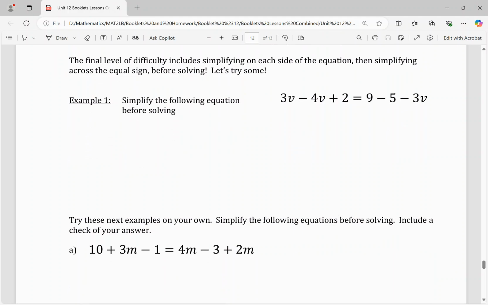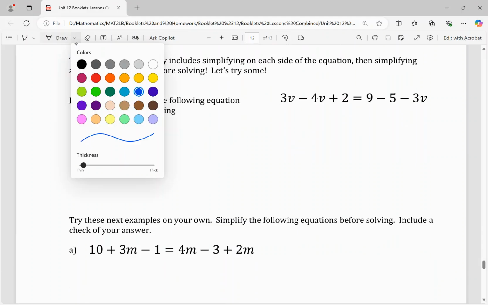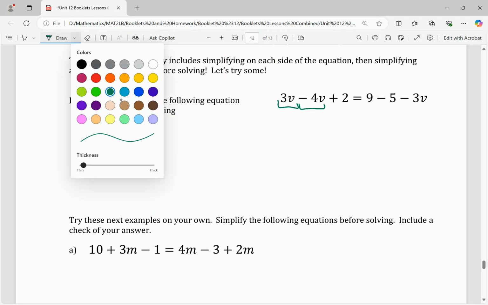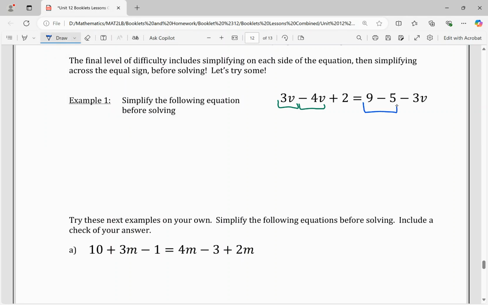Here we have 3v minus 4v plus 2 equals 9 minus 5 minus 3v. Now there's a lot of terms here. We have 3 on each side. And before we start moving things around, you should take a second and see what you can simplify. When I say simplify, I specifically mean, in this context, collecting like terms. On the left-hand side of the equal sign, we have a 3v and a negative 4v. Those are like terms. And on the right-hand side of the equal sign, we have a 9 minus 5. We can combine those as well.